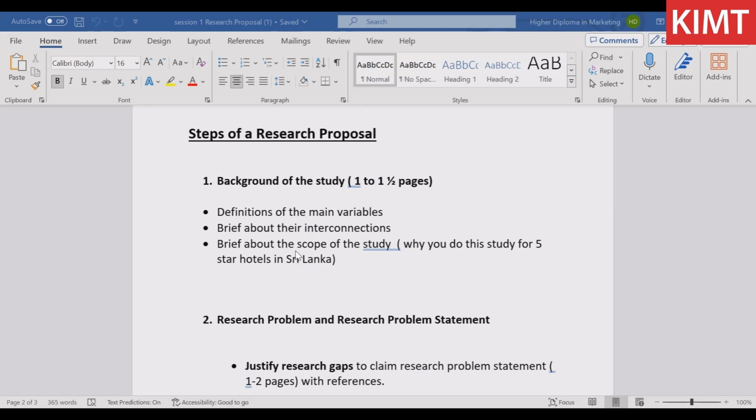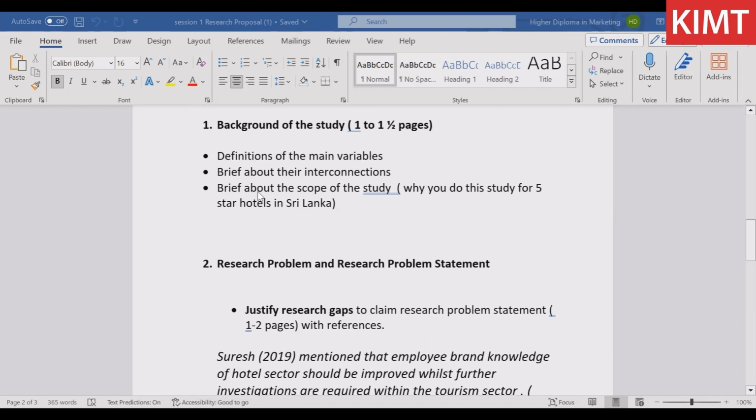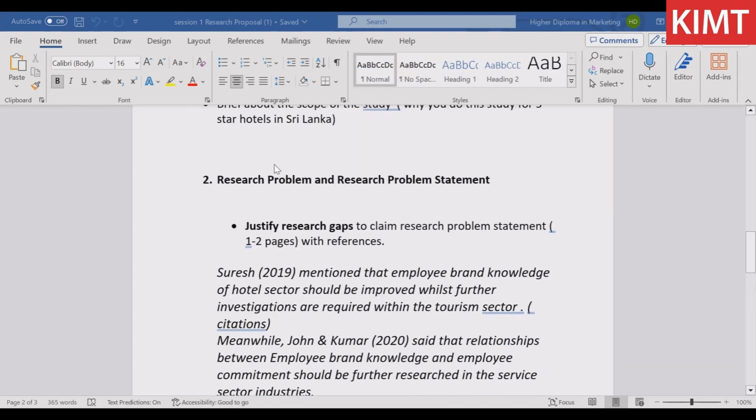Right. Today I will show you a research proposal document as an example. Okay. So in a research proposal, the first step is basically done. The second step, as I mentioned, is the research problem and research problem statement. I said how to justify the research gaps.